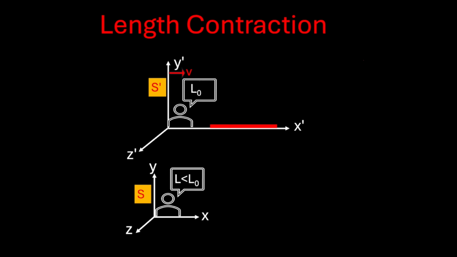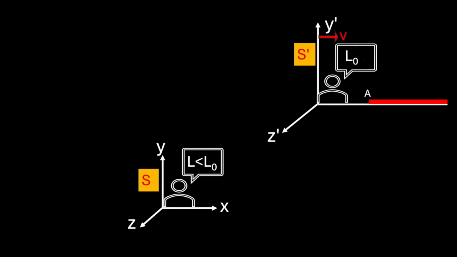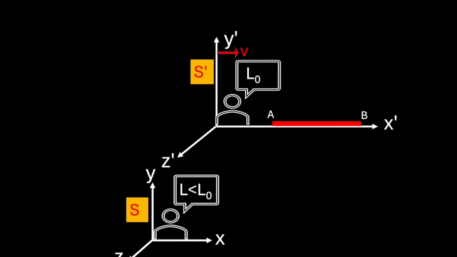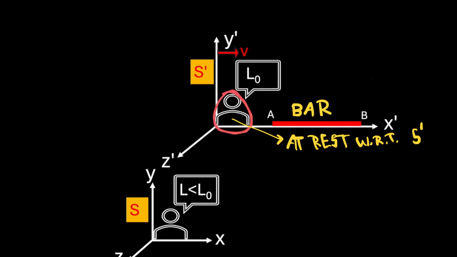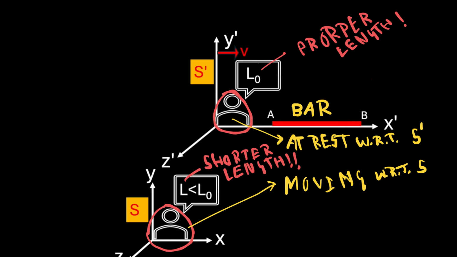Let us consider two reference frames, S and S prime, such that S prime frame is moving with constant velocity v with respect to S frame along the common x or x prime direction. Let us consider a bar AB lying in the S prime frame. The bar is at rest with respect to the observer in the S prime frame, so this observer would measure its proper length L0. Whereas, the bar is moving with respect to the observer in the S frame, so the observer of this frame would measure a shorter length L. This phenomenon is known as length contraction.